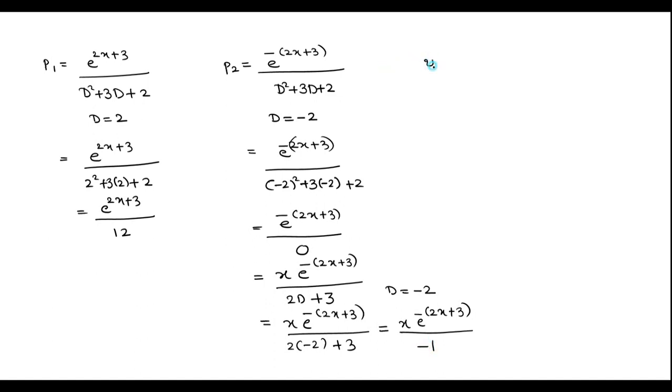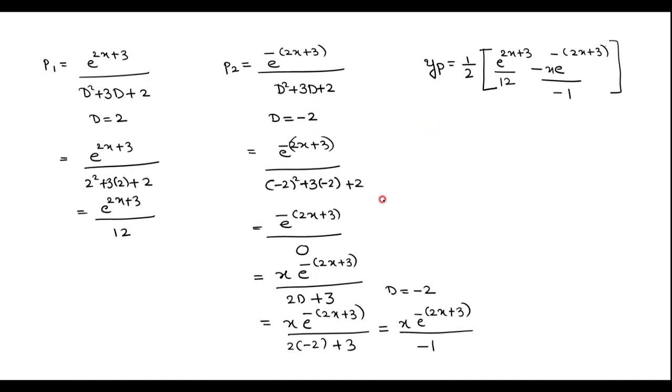So therefore your particular integral yp is 1 by 2, e raised to 2x plus 3 divided by 12, that is P1, minus P2, which is x e raised to minus 2x plus 3 divided by minus 1.